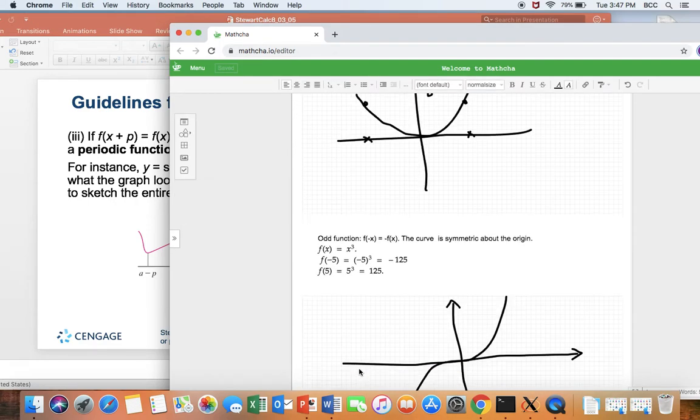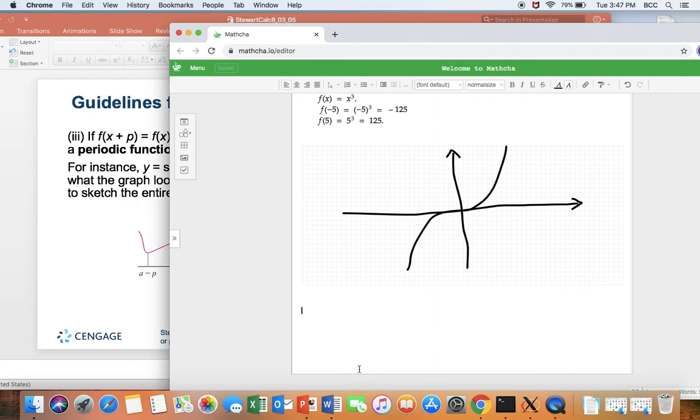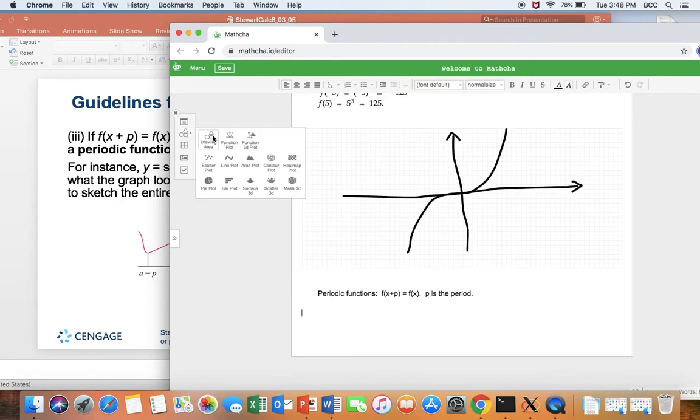So the next item on symmetry is periodic functions, okay? So you want f of x plus p equals f of x. So when you add p, okay, you get the same quantity back. So different functions will have different periods.